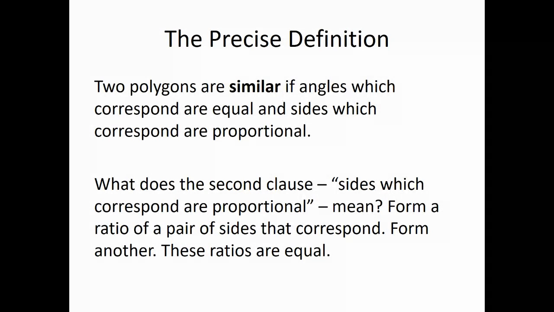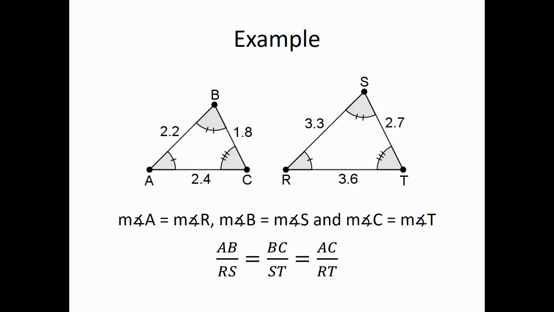So here then is our precise definition of similar for polygons. Two polygons are similar if angles which correspond are equal and sides which correspond are proportional. And what does proportionality mean? Well, let me remind you. Pick a pair of sides that correspond, form their ratio. Pick another pair of sides that correspond, form their ratio. Those ratios are equal. That's what proportionality is. It is equality of ratios. So again, to say that the sides of two similar polygons are proportional means that the ratios of sides that correspond are all equal.